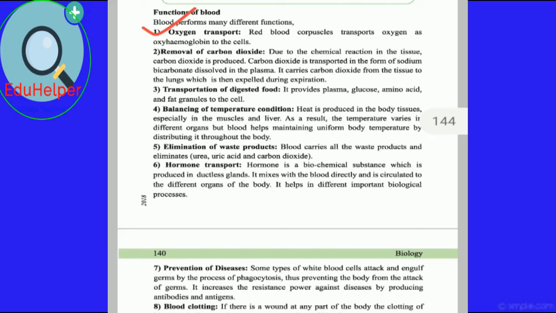And also removal of carbon dioxide. Carbon dioxide is transported in the form of sodium bicarbonate dissolved in the plasma. It carries carbon dioxide from the tissue to the lungs, which is then expelled during expiration.